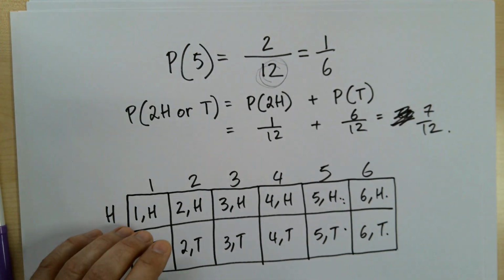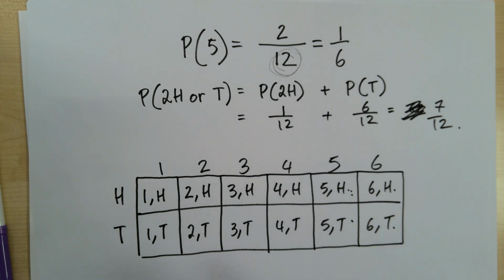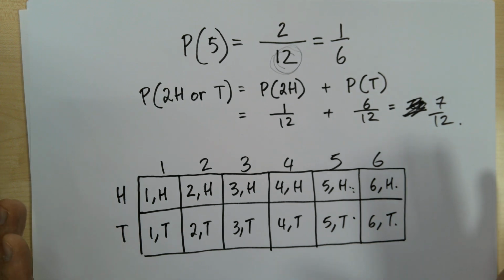All right, so that is using a table. It only works if you've got two things happening. You won't need to make the decision in the test whether to use a table or not. The question should say use a table. Okay, but that's how it's working.